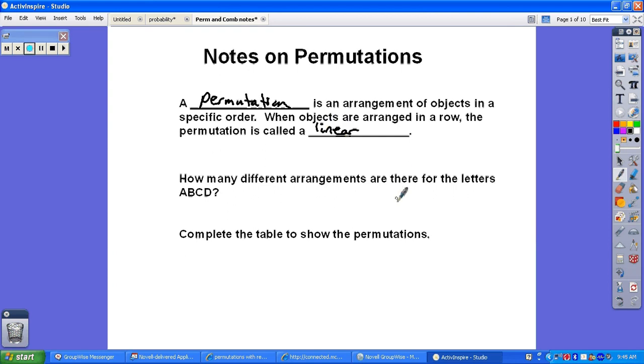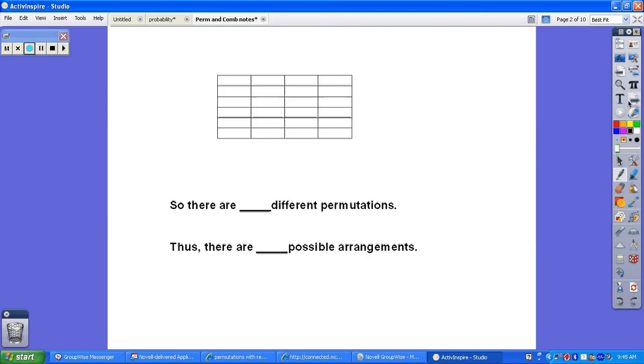Okay, so what you're looking at is our first example: how many different arrangements are there for the letters A, B, C, and D. So if we go to the next slide, you'll see that there's a table there. One of the big things you should remember about permutations is that the order does matter. And so what we're going to do is fill in this chart.